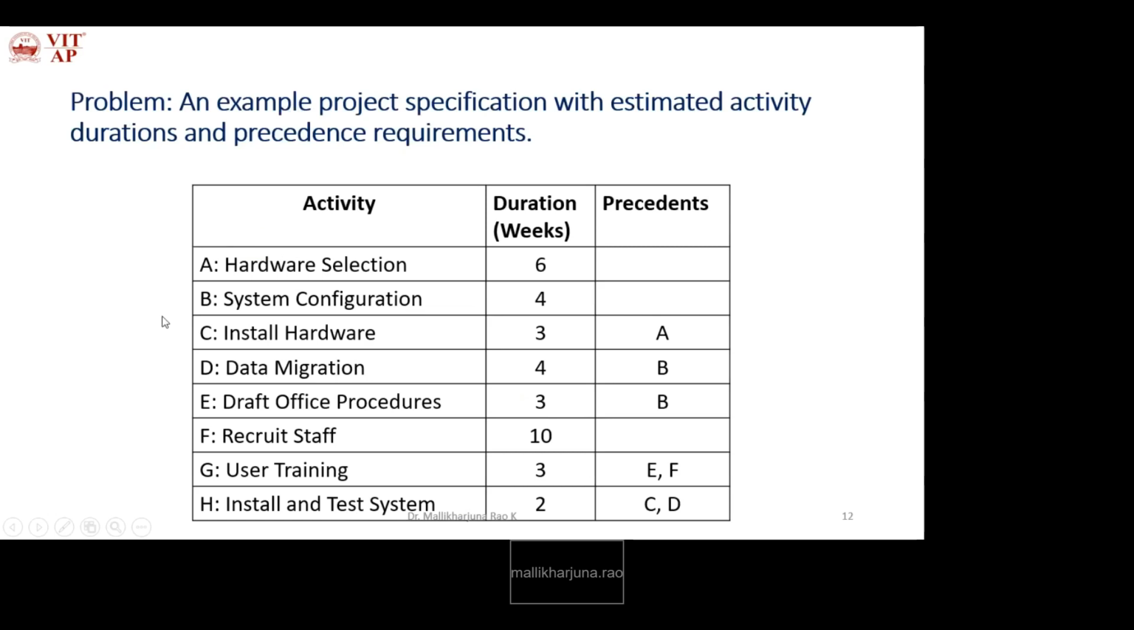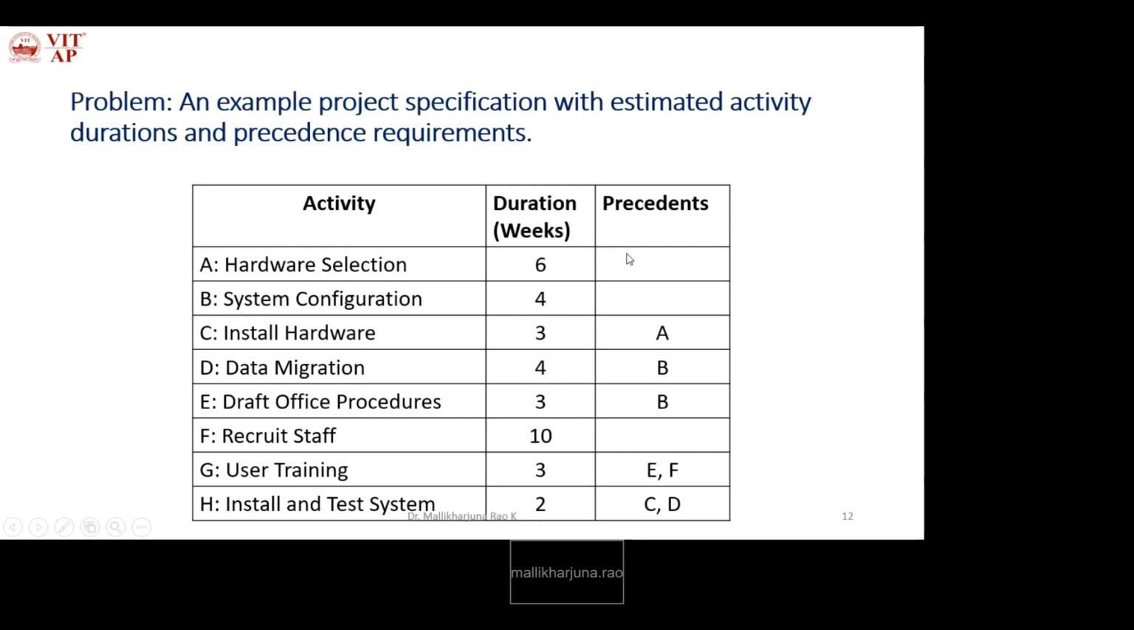So here we are given a list of activities from A to H and its duration in terms of weeks and precedence. So if you see here, A, the start activity, is not having any precedent. We can represent it directly because it is not having precedent. Then B is also not having precedent, so we can start parallelly. So A and B are parallelly started.